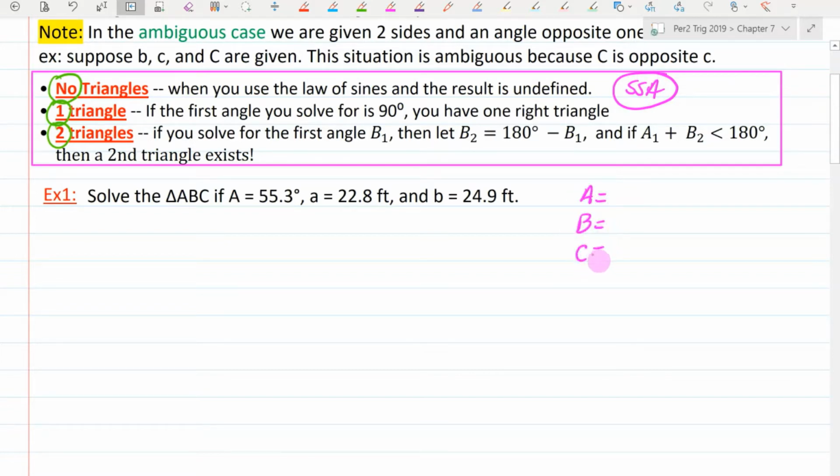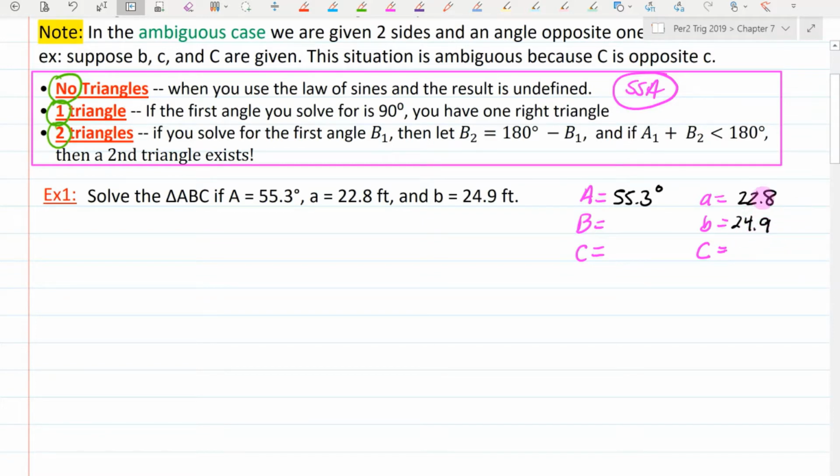Angle ABC and side ABC. And for now, you can go ahead and just disregard the feet part of this. So angle A, 55.3. Side A, 22.8. As soon as you have a side and an angle that are the same letter, that automatically means you're using law of sines and not law of cosines. And then side B is 24.9.